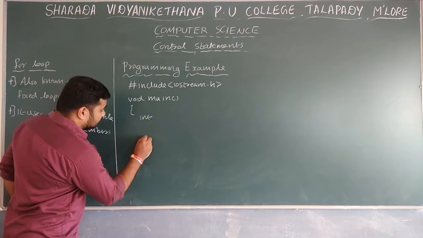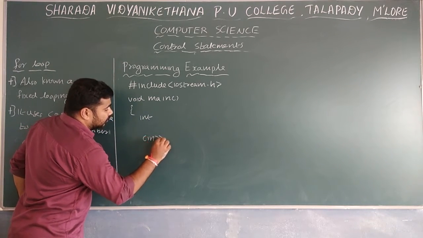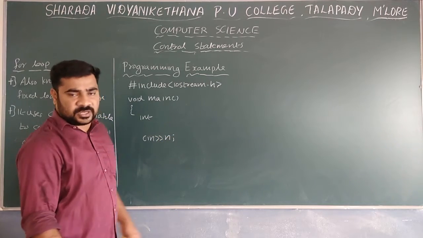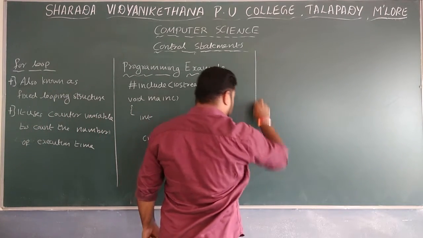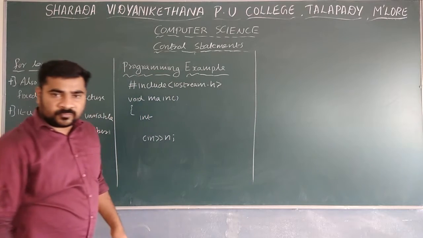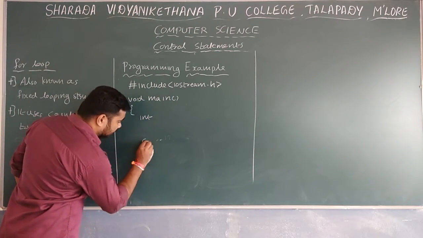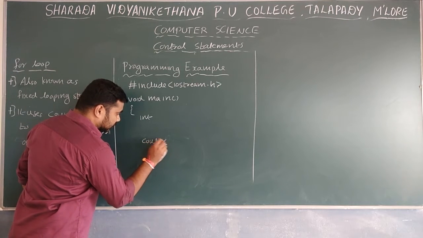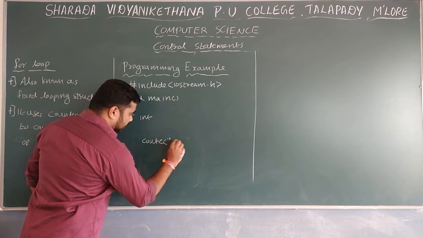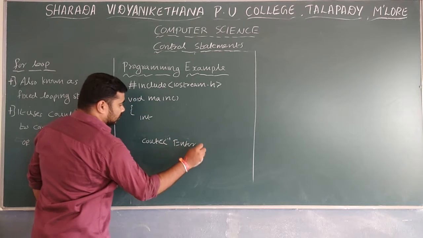Next here, cin input n, because I want to print n natural numbers. So I use cin n. Before typing the value, you can use cout so that we can enter the limit.